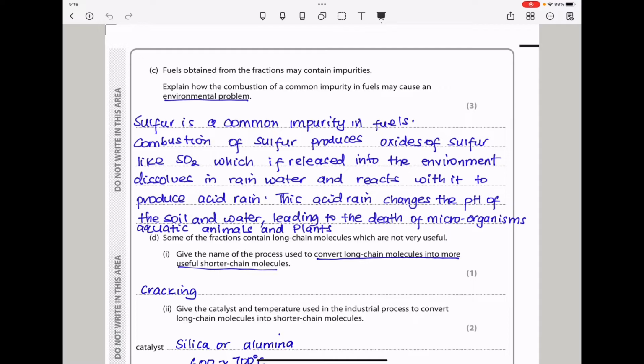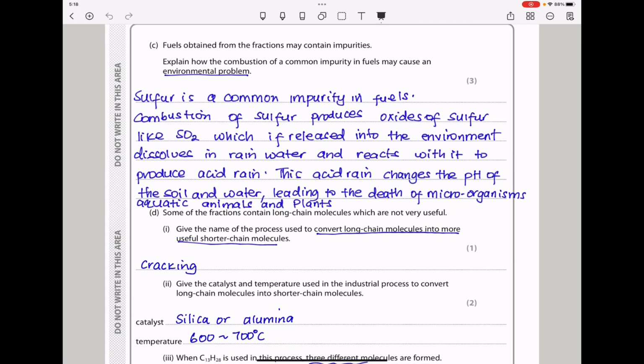So I said, sulfur is a common impurity in fuels. Combustion of sulfur produces oxides of sulfur, like sulfur dioxide, which if released into the environment, dissolve in rainwater and react with it to produce acid rain. This acid rain changes the pH of the soil and water, leading to the death of microorganisms, aquatic animals, and plants.